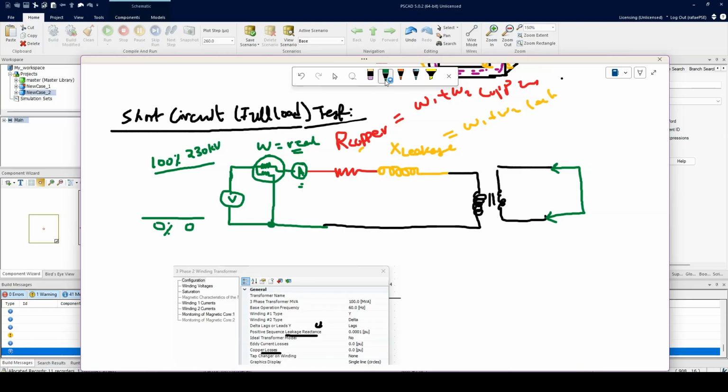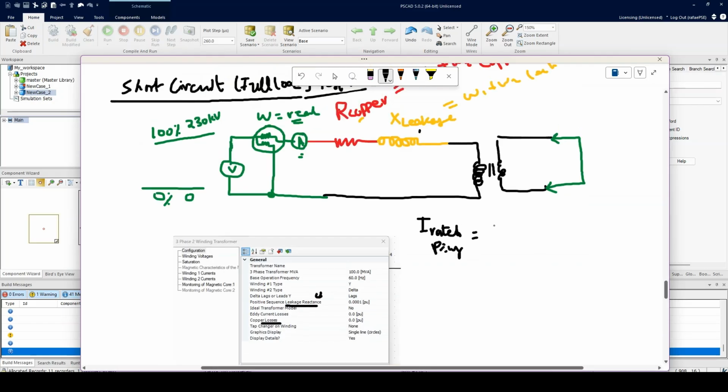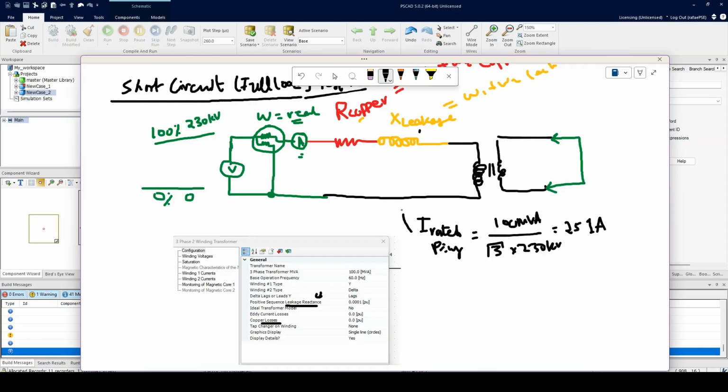How could we do that? We can easily figure that out. I rated on primary side is equal to 100 MVA divided by root 3 times 230 kV, which is equal to 251 amps roughly. And that again is the rated current on this side. So what would be done here?